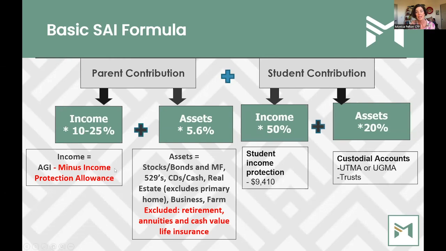Now, one thing I failed to mention over on the parents' income is parents are also allowed an income allowance. But for a family of 4, it's about $36,000. So 10 to 25% of your income, 5.6% of your assets, and then students' contribution, that's going to equal what you're expected to pay per year, per child for college. The cost of college today is well over $100,000 for a 4-year in-state public college diploma.